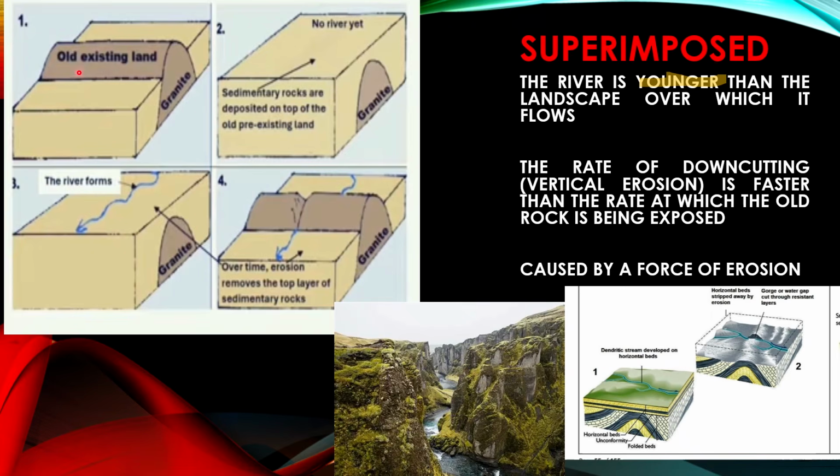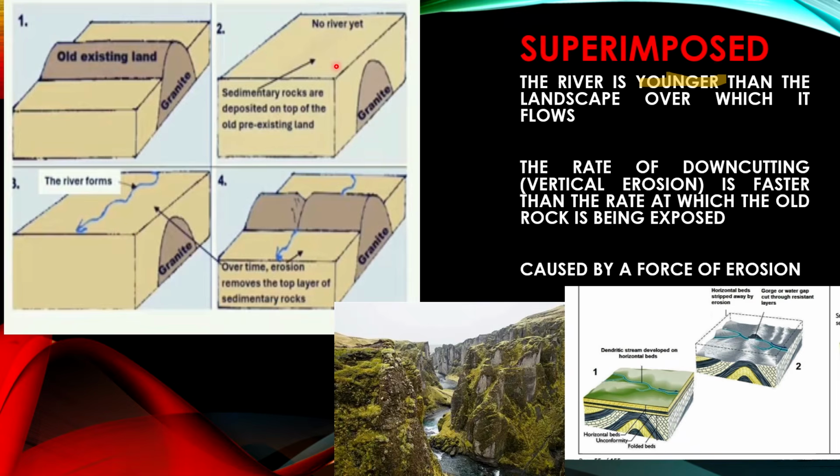At number 1, we have the old resistant land. Here's the rock made up of granite. It's already exposed to the surface. And please take note that at number 1 there is no river. The river is not here, but the landform is already there. Old existing land.